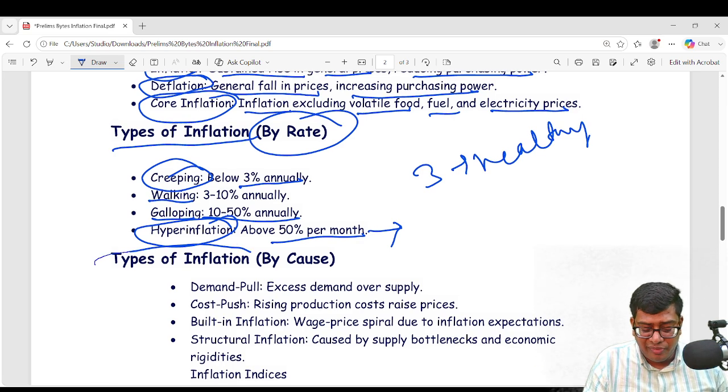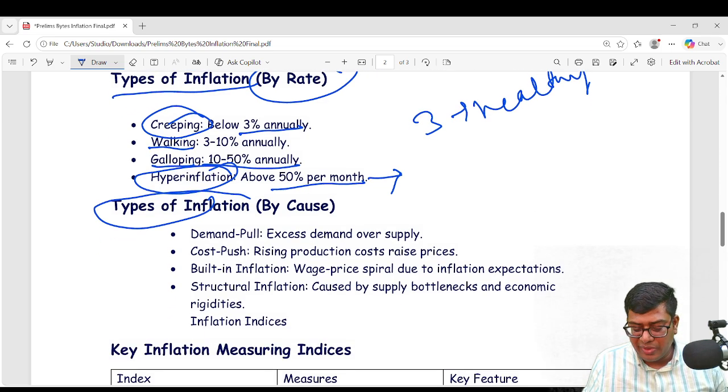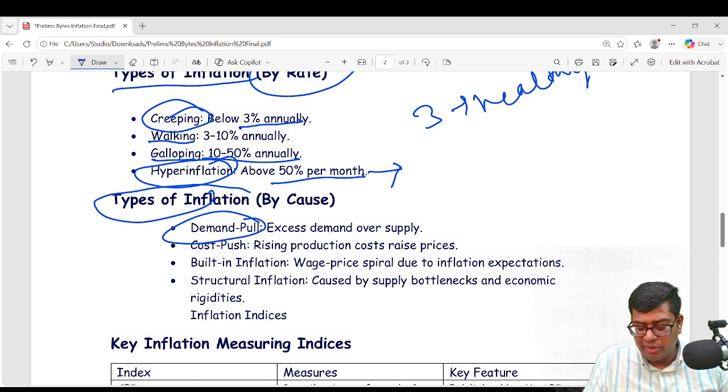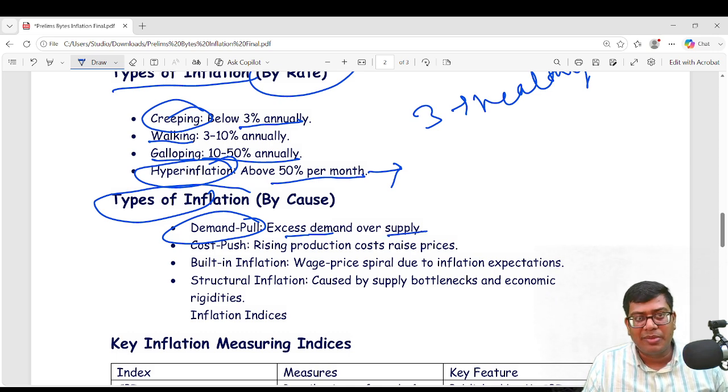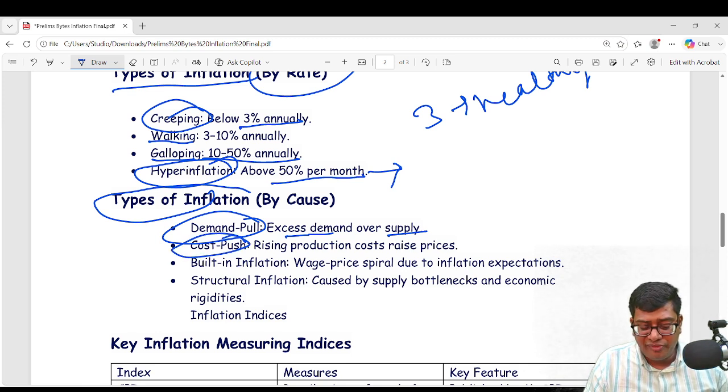Now we see types of inflation by cause. The first one is demand-pull inflation, when there is excess demand over supply. When supply is limited but demand is huge, this is called demand-pull inflation. The second type is called cost-push inflation, when rising production cost raises prices. So the price of final goods increases mainly due to an increase in production cost. This kind of inflation is called cost-push inflation.